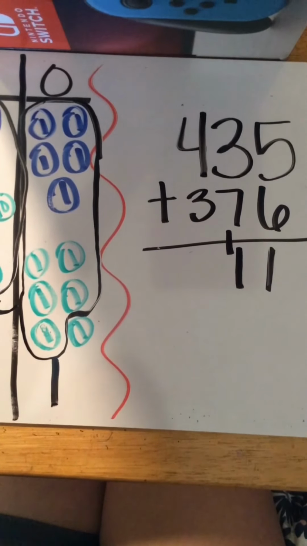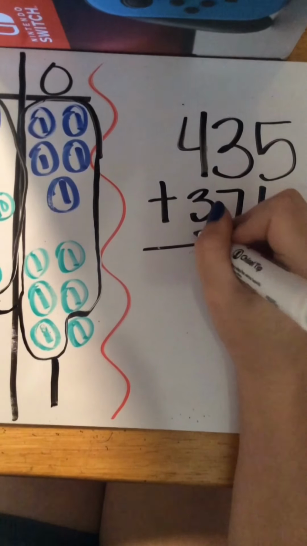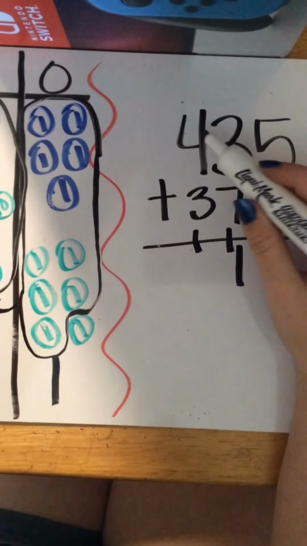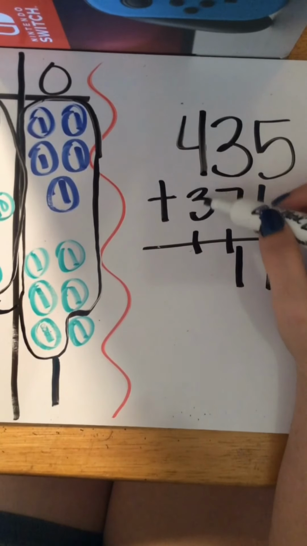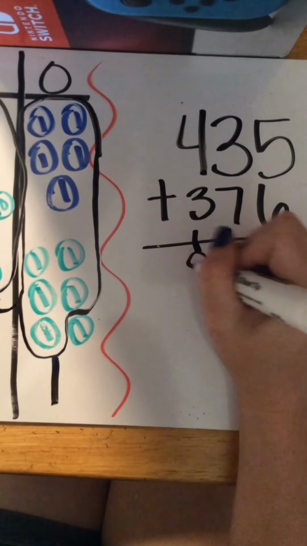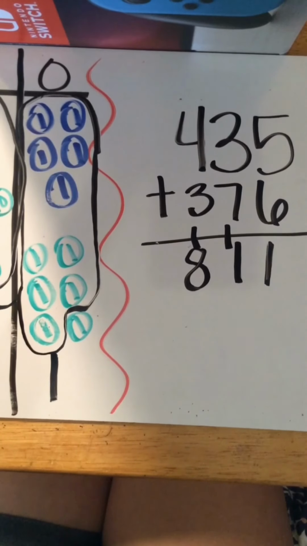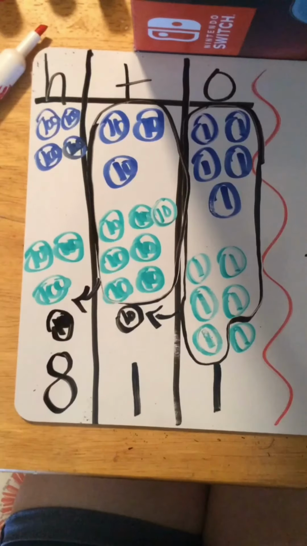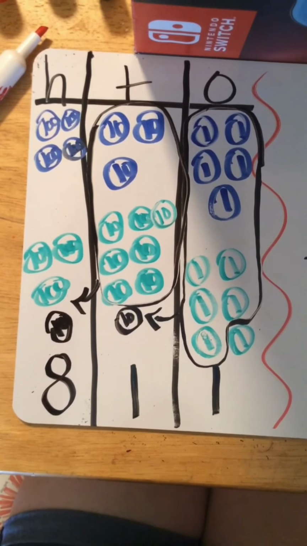1 stays in the tens place. 1 moves into the hundreds place. 4 plus 3 plus 1. 4 plus 3 equals 7. 7 plus 1 equals 8. 811. We got the same answer with both strategies.